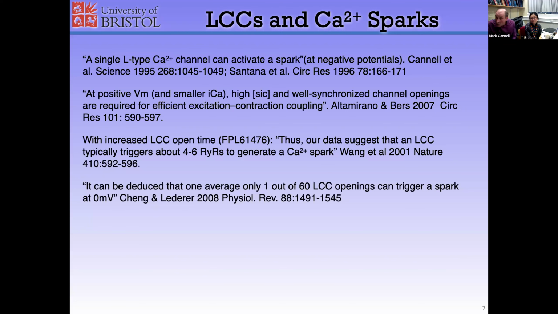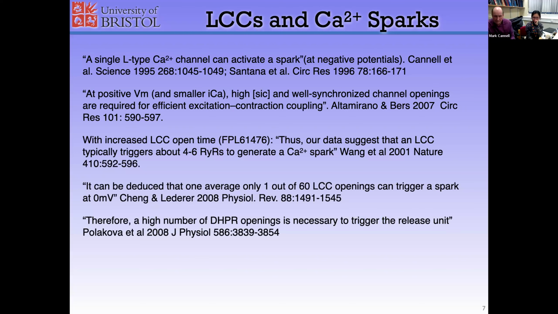In other words, a very low coupling efficiency between the L-type calcium channel and the RyR activation, and that's at 0 millivolts. A similar conclusion was reached by Polakova, suggesting that a high number of DHPR openings is necessary to trigger the release unit. So there are some quite strong statements obtained by extrapolating data from very negative potentials or from modified calcium channels.